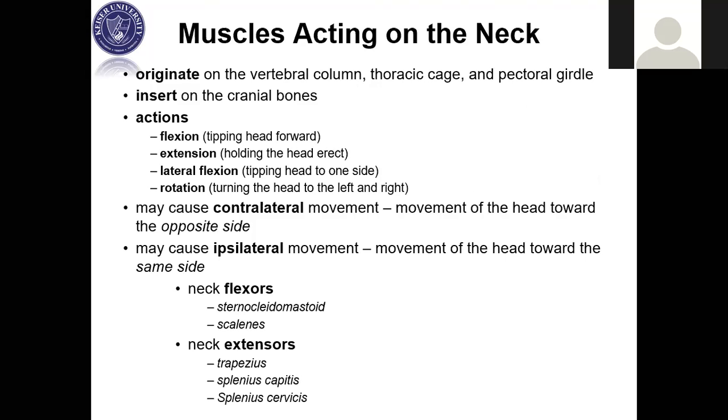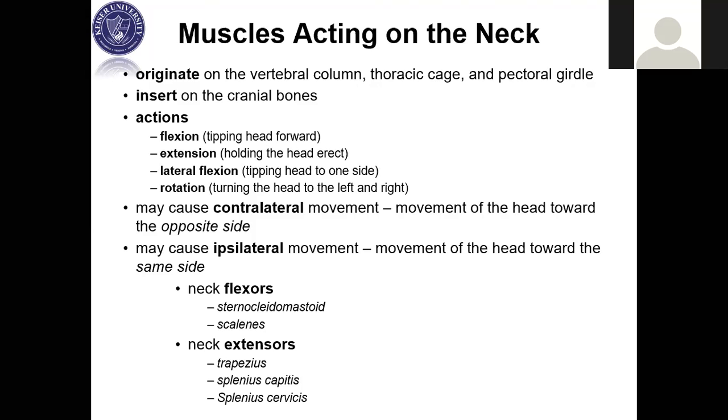So let's talk about some muscles on the neck. The muscles that act on the neck originate on the vertebral column. Some of them come from the spinous processes. Some of them come from the transverse process. Some of the neck muscles come from the thoracic cage, the sternum. And some attach to the pectoral girdle or the shoulder. All of them, though, because they act on the neck, will insert on the cranial bones. They have to insert on the cranial bones to move the head, to move the neck.